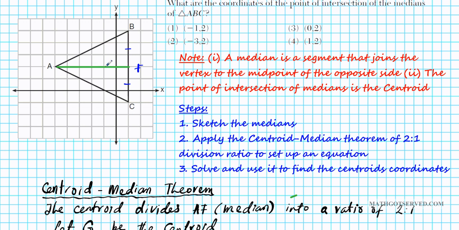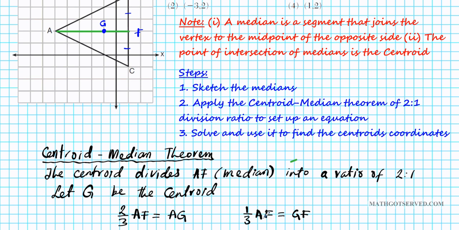1, 2, 3, 4. Bam. So what is this point called? This is the centroid G. And we have 2 units left here. Let's test our theorem, the second side, to see if this result is true.